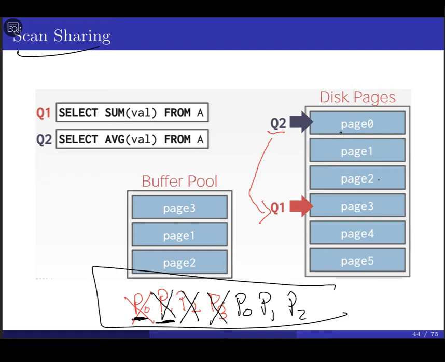But keep in mind that you have an extra piece of information, metadata, that says you start fetching the data from page 3. And this query, Q2, regardless of whether you start from page 0, or from page 1, or 2, or 3, as long as you scan the entire relation, is going to produce the same result. All right?